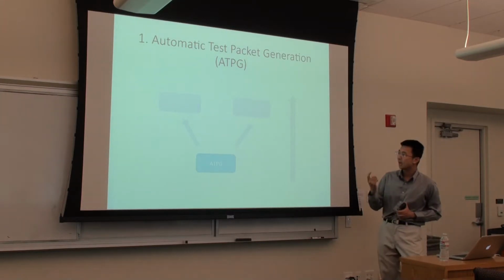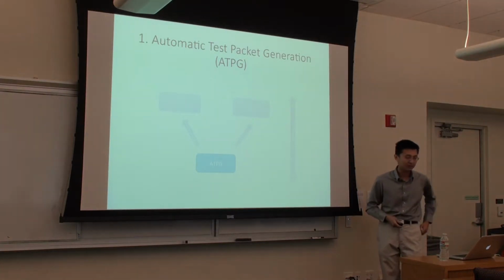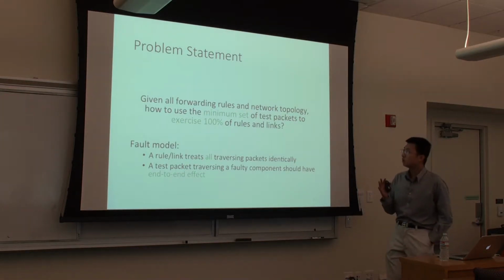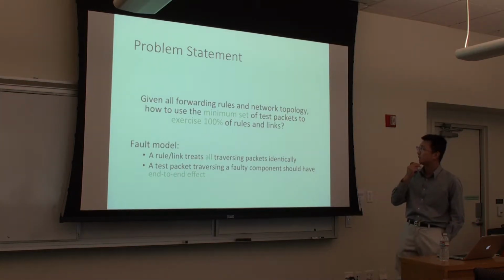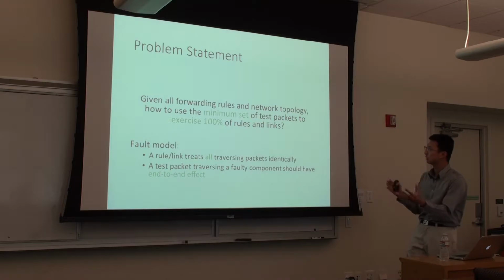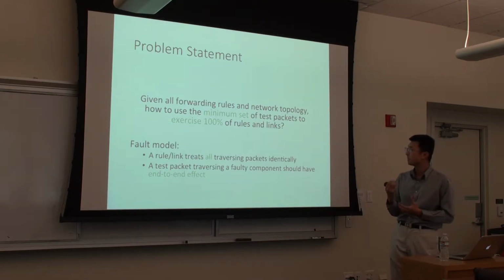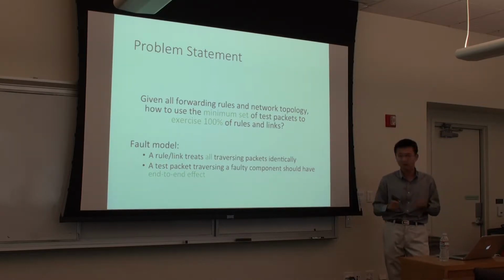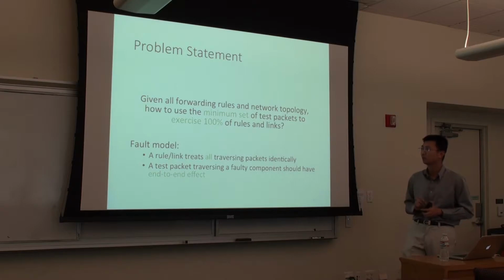Yeah, let's start from ATPG, or automatic test packet generation. So in ATPG, we are trying to answer this question. Given all the forwarding rules and topology, how do we use a minimum set of test packets to exercise 100% of the rules and links? The reason that we are interested in the coverage is we assume this fault model.